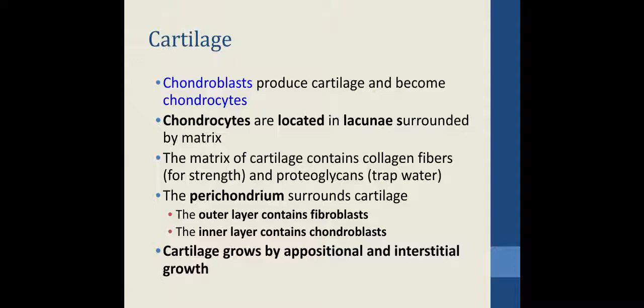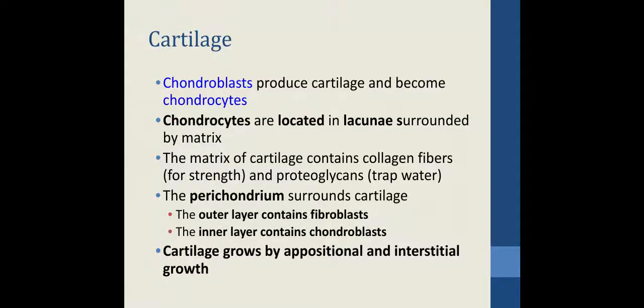We also have the matrix of the cartilage, and that's going to be where we have our different protein fibers for strength. And then we have something called proteoglycans, which help to hold onto water. We've got what we call the perichondrium, which is going to surround the cartilage. The outer layer of that has the fibroblasts, and the inner layer has the chondroblasts. And then cartilage is going to grow by appositional and interstitial growth, which we're going to go over very shortly, but that is just whether it is growing width-wise or length-wise.